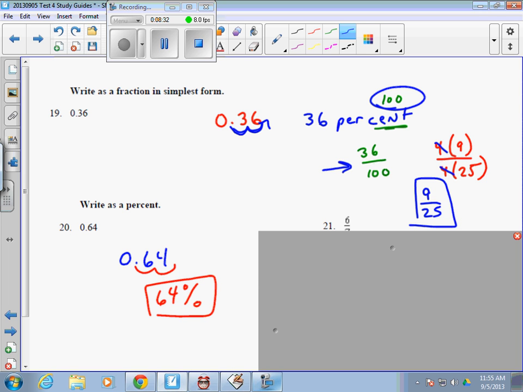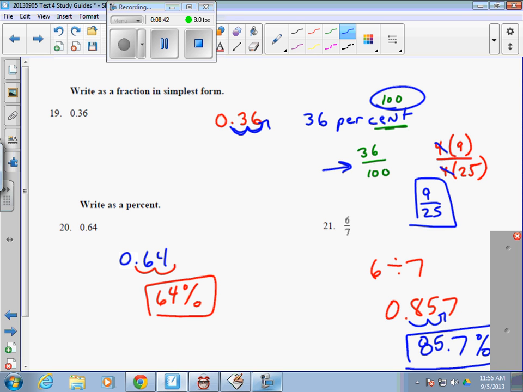For number 20, it says write it as a percent. 0.64, move the decimal 2 times to the right. 0.64 becomes 64%. For 21, 6 divided by 7 is 0.857. Move the decimal 2 times to the right. It becomes 85.7%.